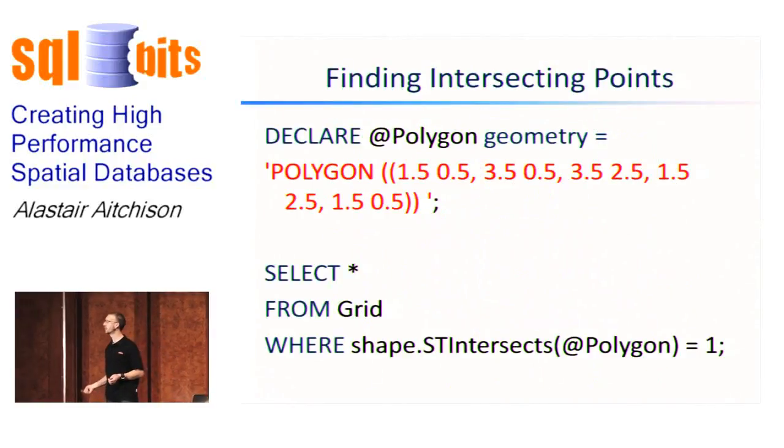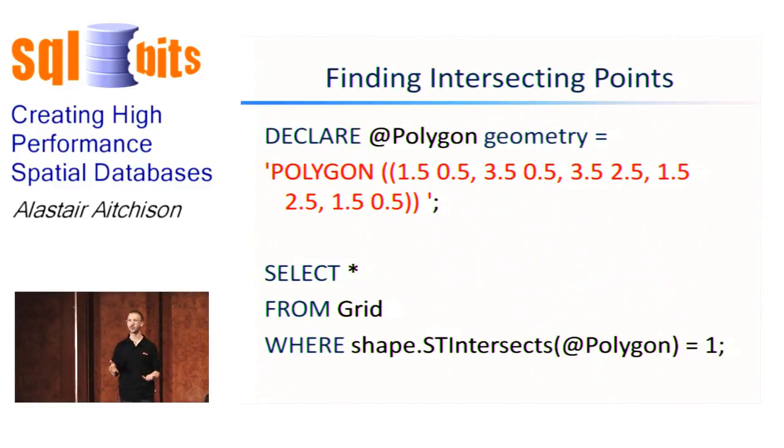And here's the query that you might write to answer that question, which of those points lay within the polygon. So you define a new variable, which is a geometry variable, and that polygon definition there in red at the top, that's simply the red square which you saw on the last slide. And then we select all those rows from the table where the shape column intersects that polygon.